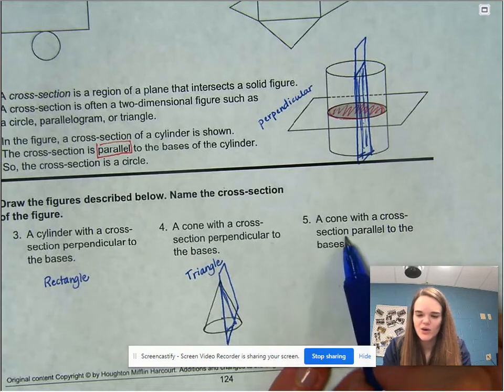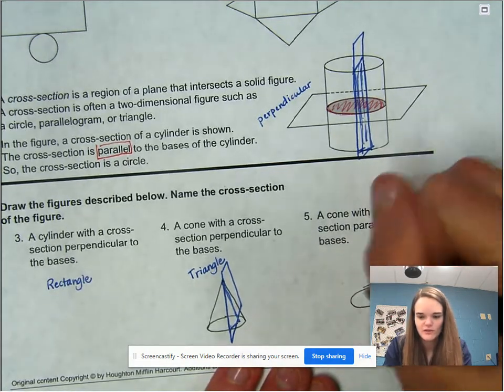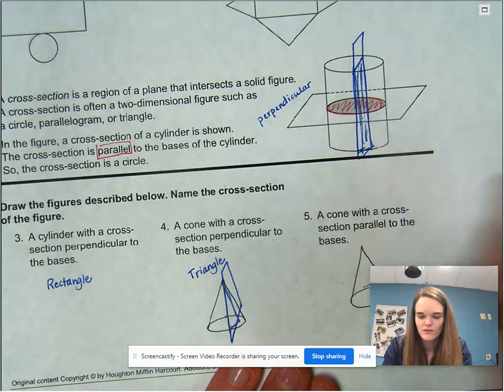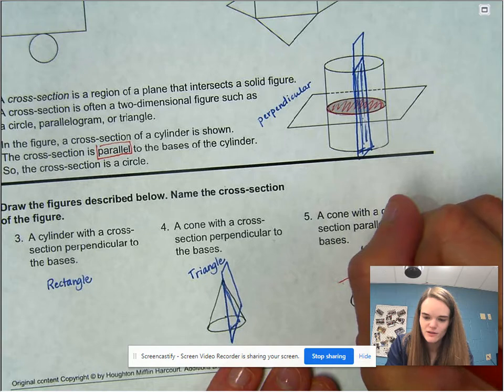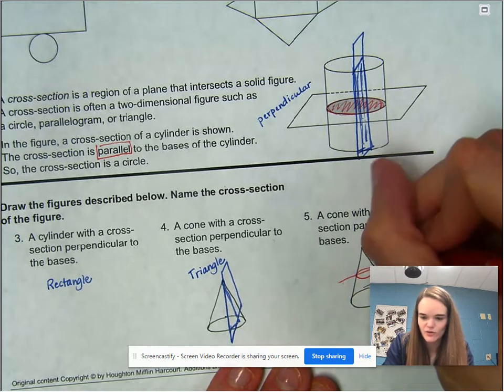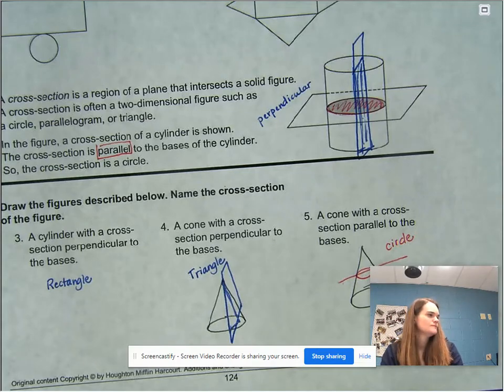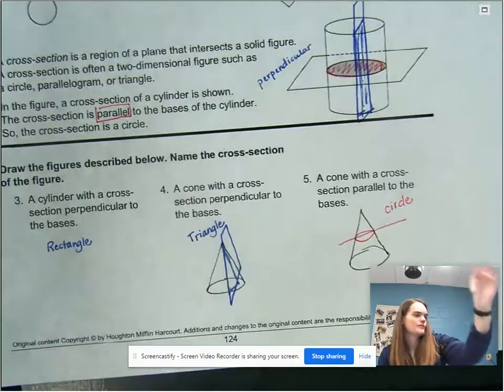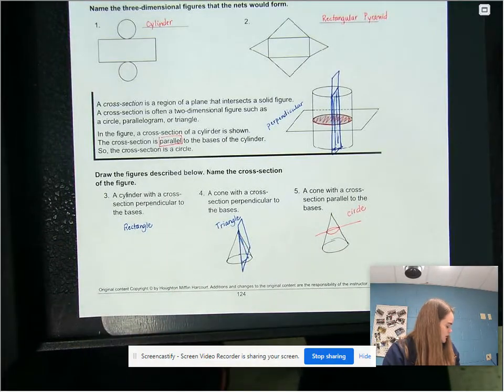Okay. A cone with a cross section parallel to its base. Meaning, if it cut it through here, what would this be? And it just so happens it would be a circle. Okay. So what's going on with these? All right, we're going to cut this and glue it in on 142.